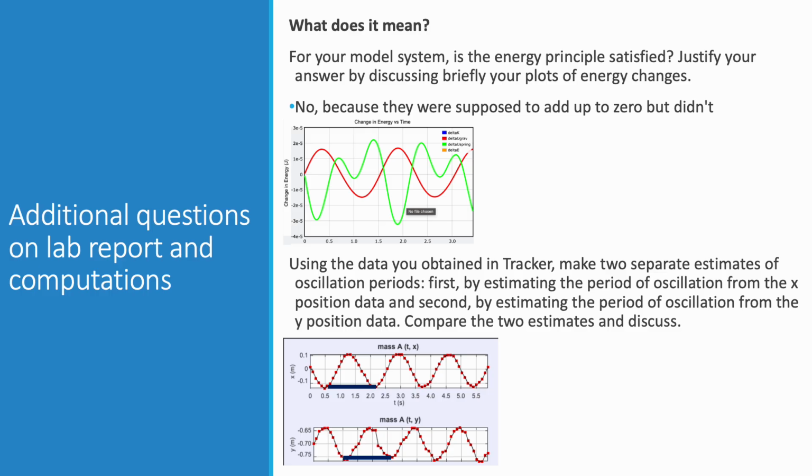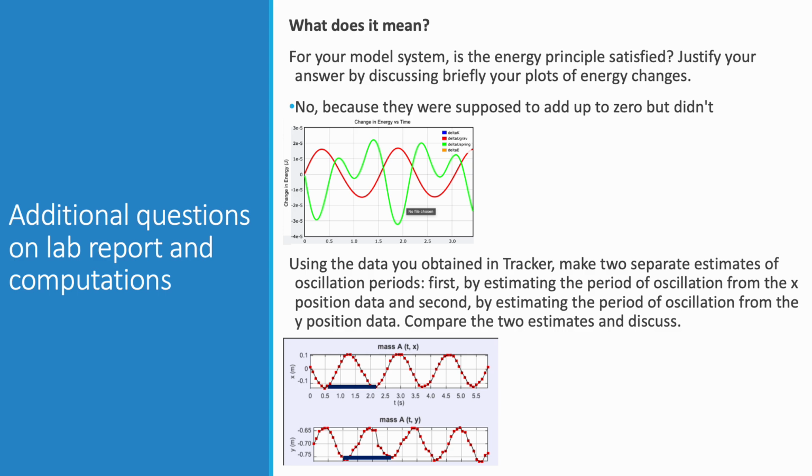So for the additional questions, we just had a single "what does it mean?" question. The first part of the question was asking if the energy principle was satisfied. And I said it was not, because all of the energies, all the different components, kinetic, gravitational, and spring, were supposed to add up to a total energy of 0, but they clearly didn't, as per the first graph.